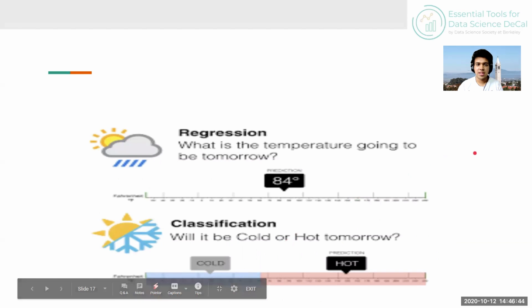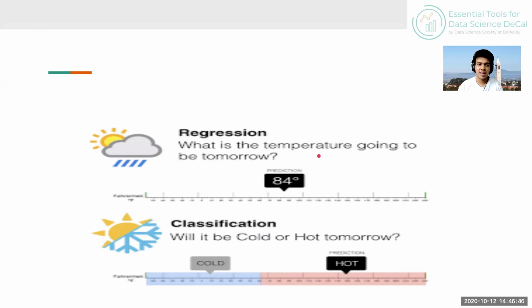And another example of this would be that regression is predicting what the temperature is going to be tomorrow. So over here, the prediction would be 84 degrees, but we can have any possible set values. We can have something like 70 degrees. We can have something like 84.2 degrees. We can have 90 degrees. We can have any possible value in this particular range.